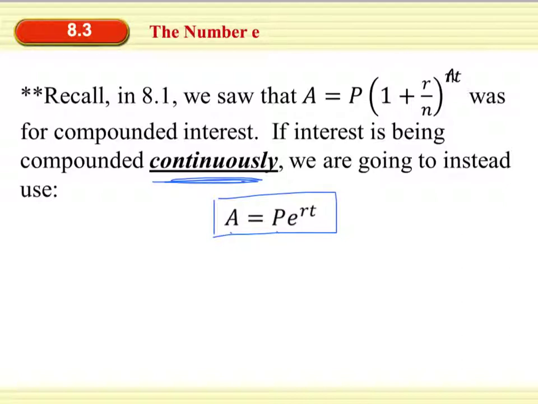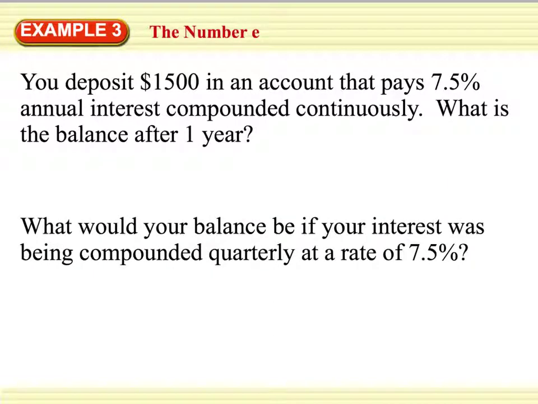So example 3 says that we deposit $1,500 into an account that pays 7% annual interest compounded continuously. As you'll see right here, it does say continuously. We want to know how much is going to be in that account after 1 year. So we are going to use A equals P e to the rt.